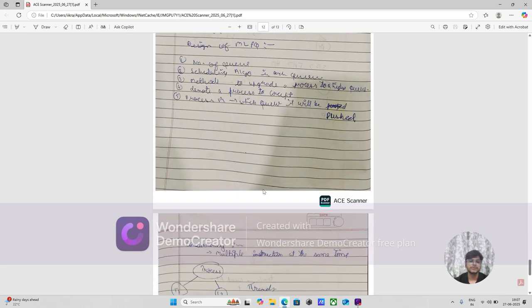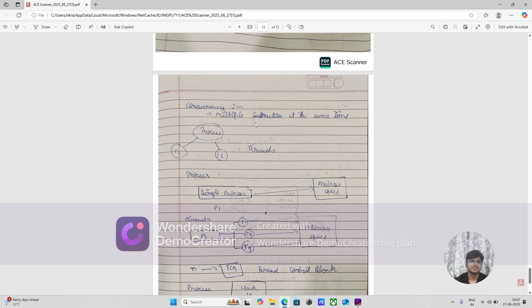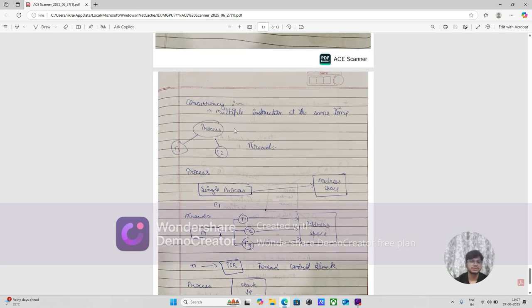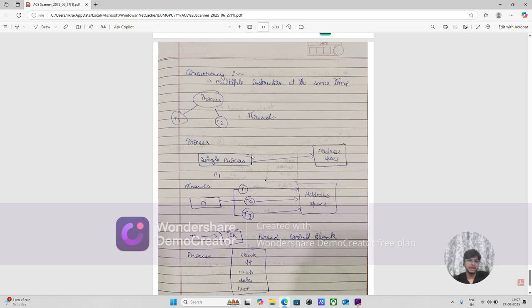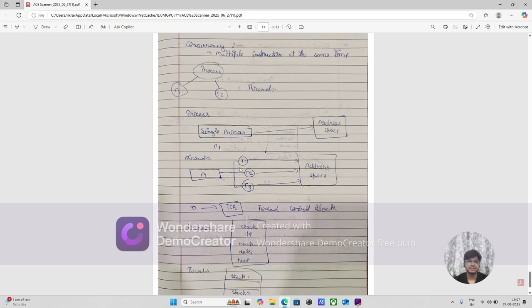Now we are going to learn concurrency. What is concurrency? It means multiple instructions at the same time. This is the process, and t1, t2 are the threads. Threads work best on a multi CPU system. A thread uses one shared address space, and context switching is very fast, and everything is very fast.